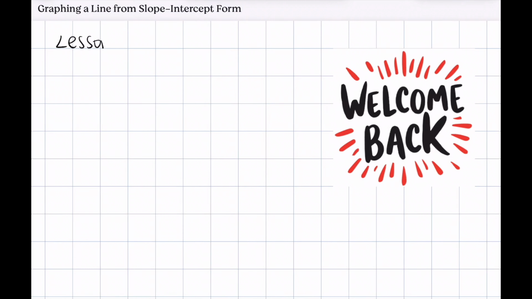In today's lesson, we are going to learn how to graph a line from slope-intercept form.